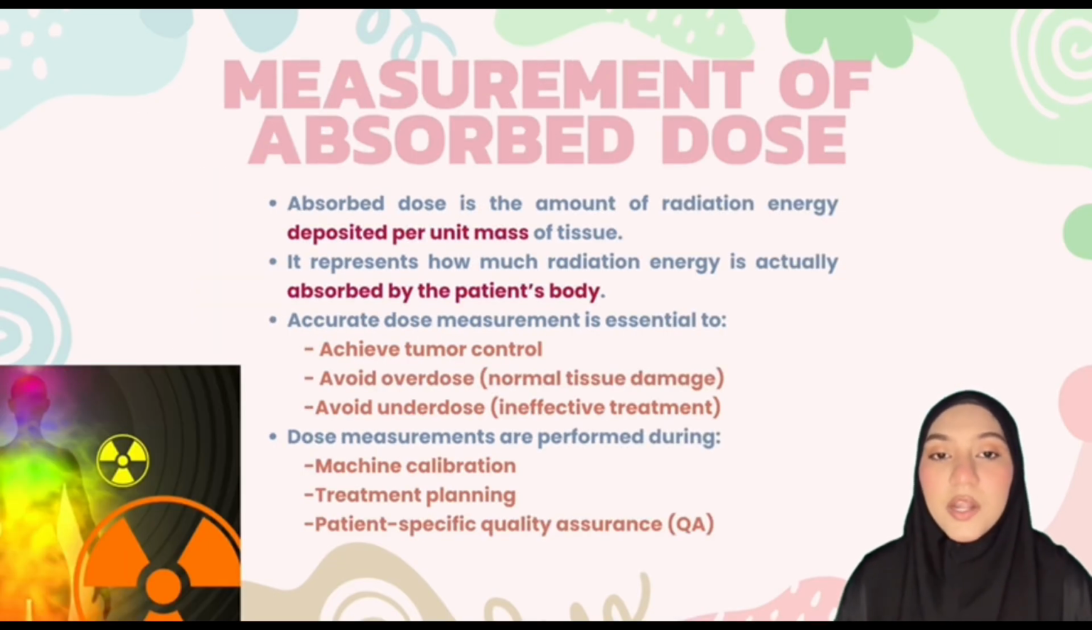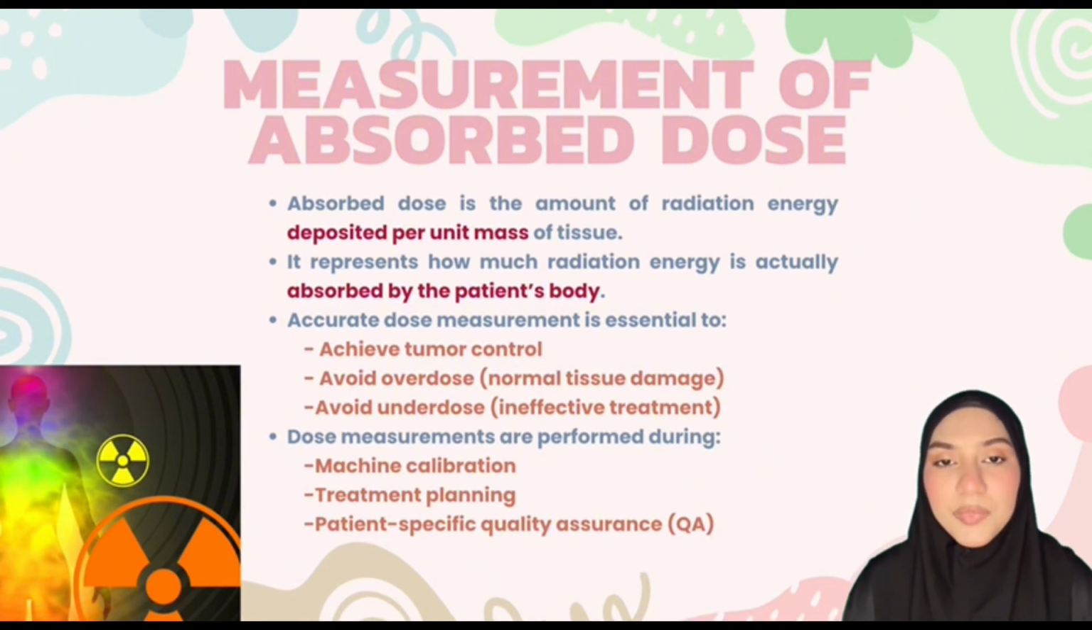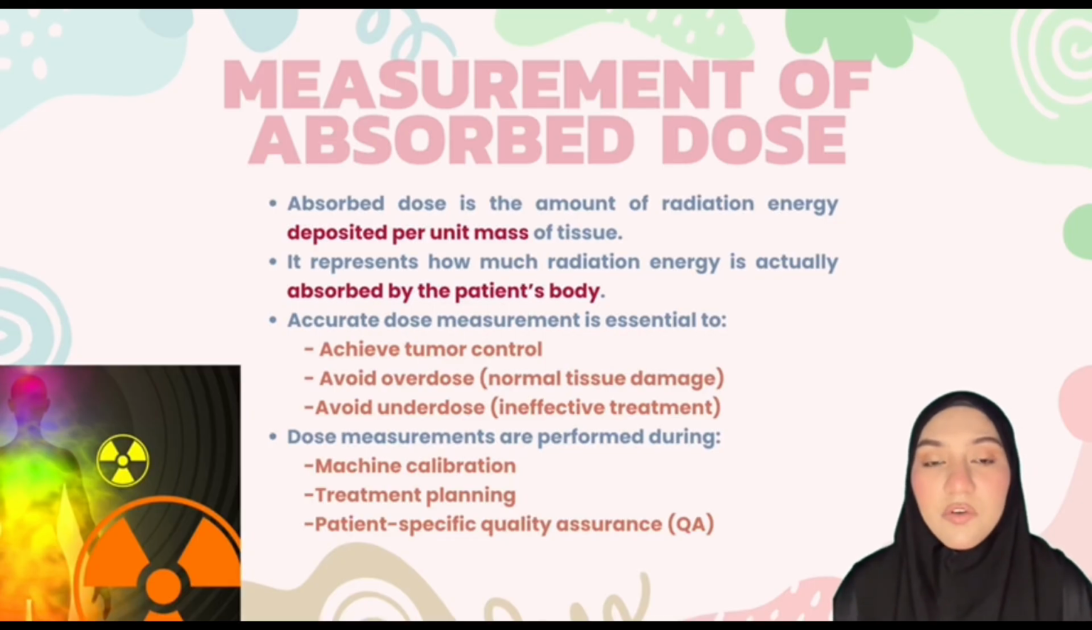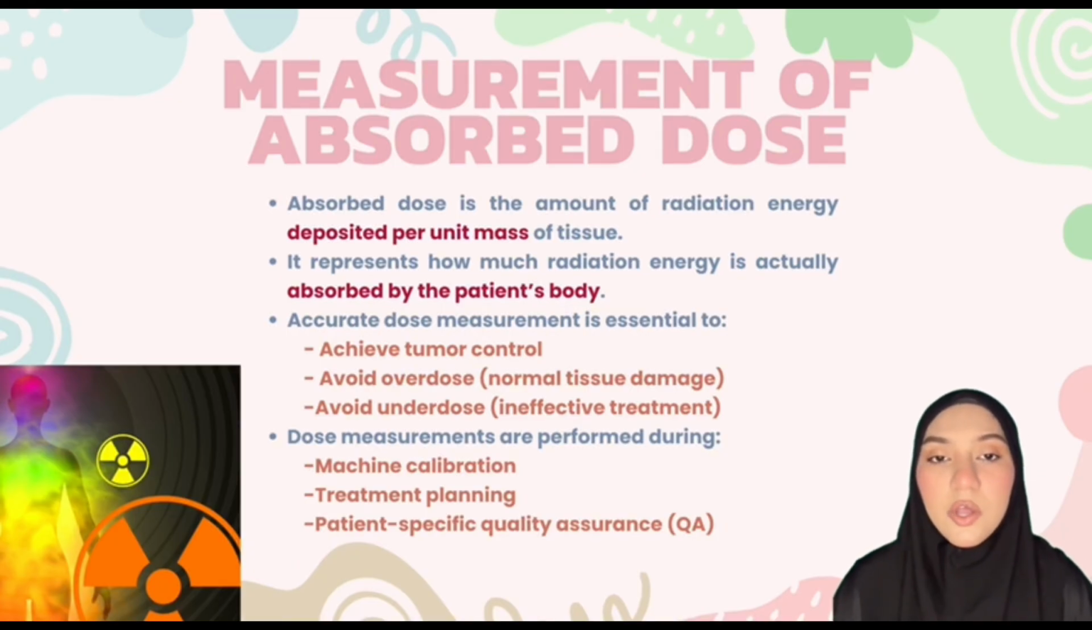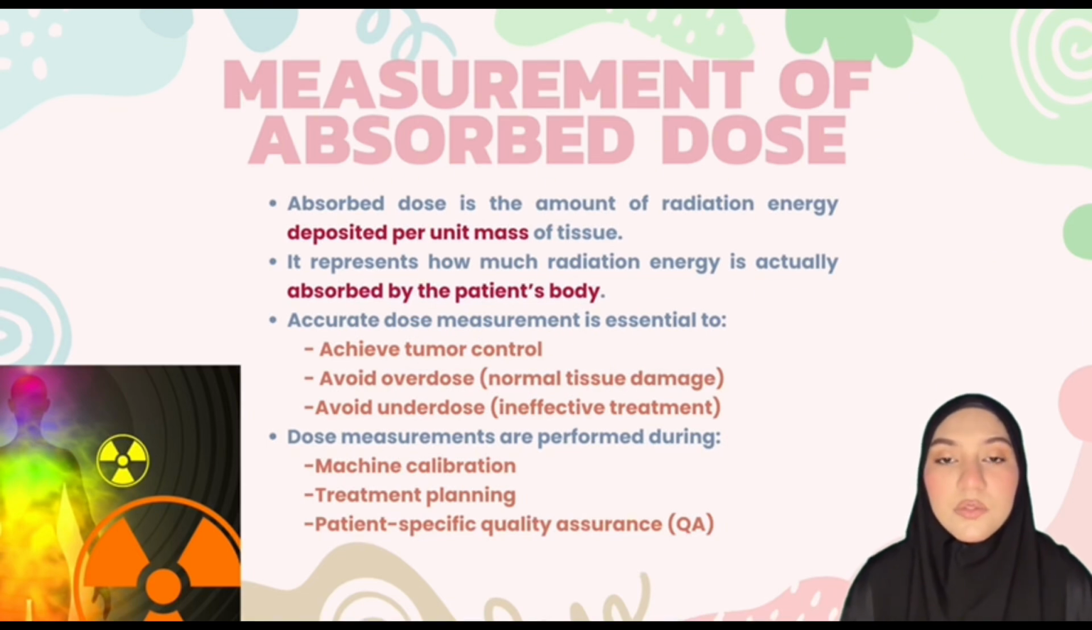After that, measurement of absorbed dose. The absorbed dose refers to the amount of radiation energy deposited per unit mass of tissue. It indicates how much energy from the radiation beam is actually absorbed by the patient's body. Accurate measurement of absorbed dose is essential to achieve effective tumor control and to prevent complications caused by overexposure or underexposure to radiation. In clinical practice, absorbed dose measurements are carried out during machine calibration, treatment planning, and routine quality assurance to ensure that the prescribed dose is delivered correctly.